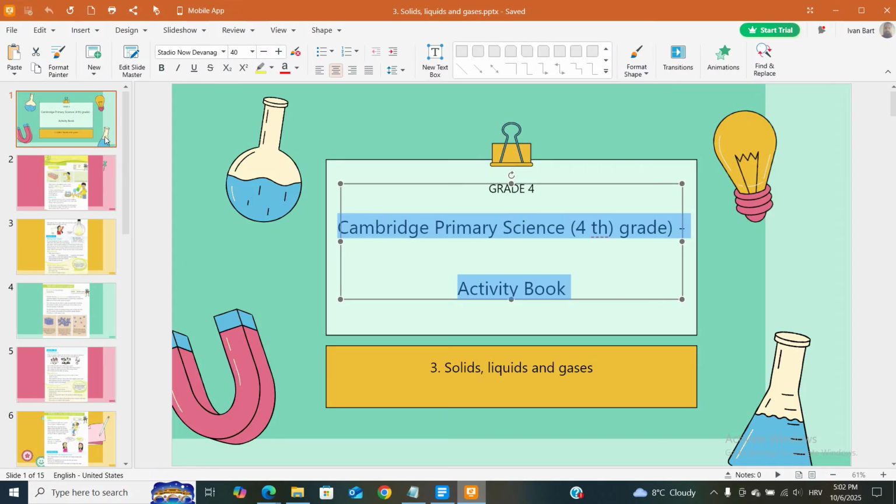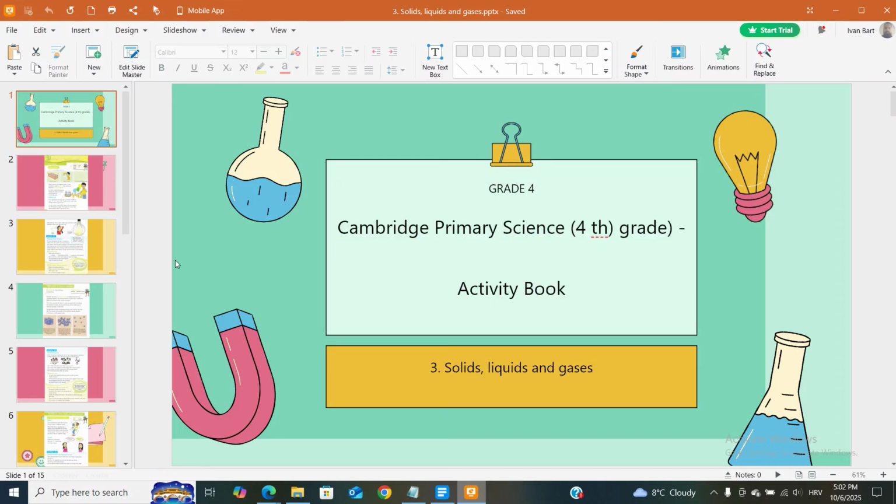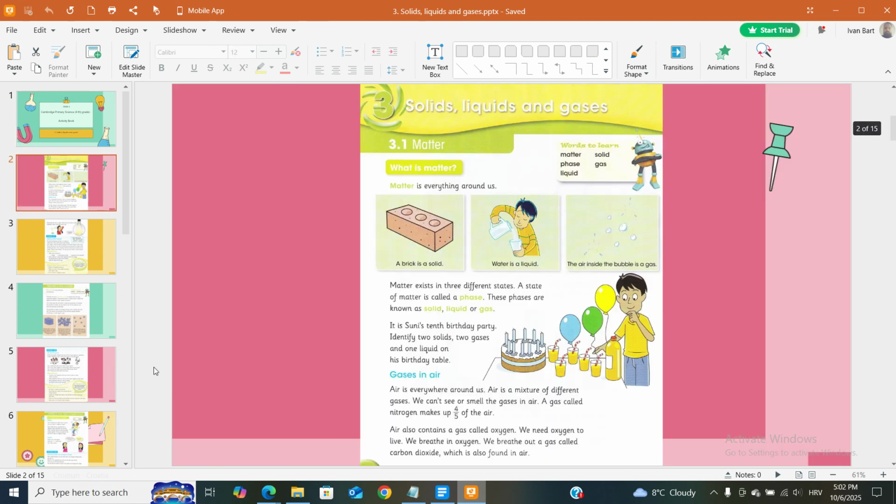Cambridge Primary Science. 4th grade. Activity book. Solids, liquids and gases. 3.1 Matter. What is matter? Matter is everything around us. Words to learn: matter, solid, phase, gas, liquid.